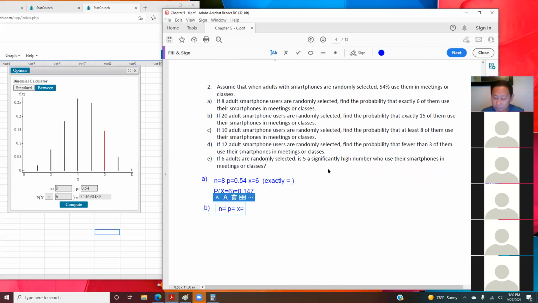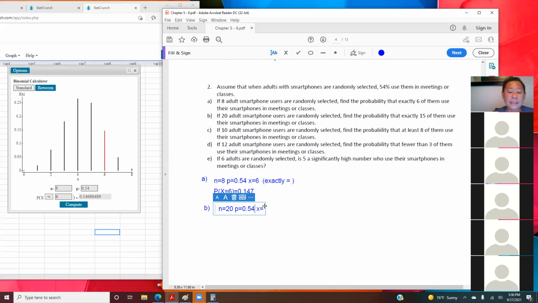N is 20. P, probability of success. Is that always going to be 0.54? For this question, yes. For the whole question 2, the probability of success is 0.54. So for A, B, C, D, E, we use the same thing. In a test, if I give you this, it is used for the whole A, B, C, D.